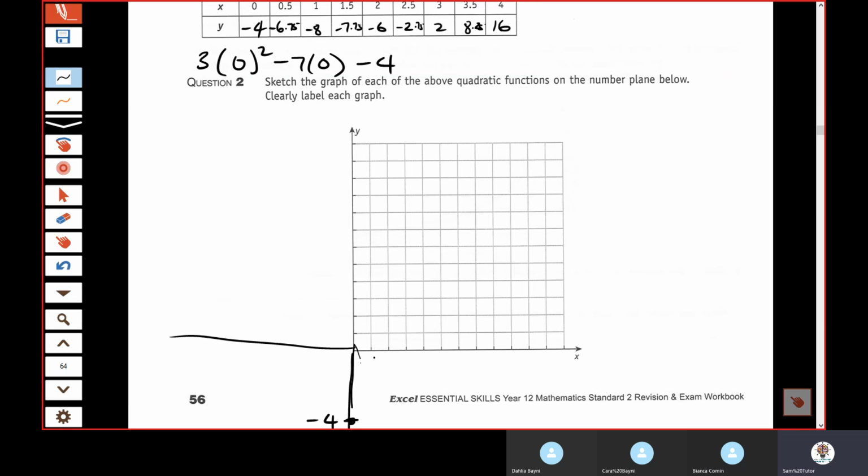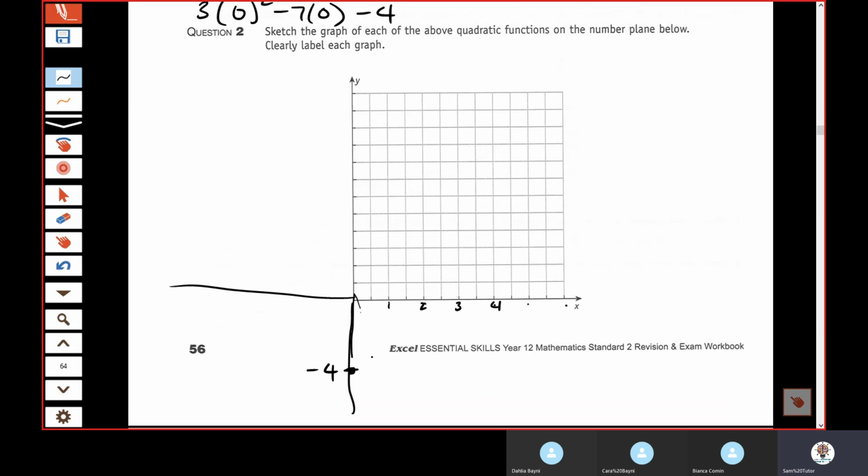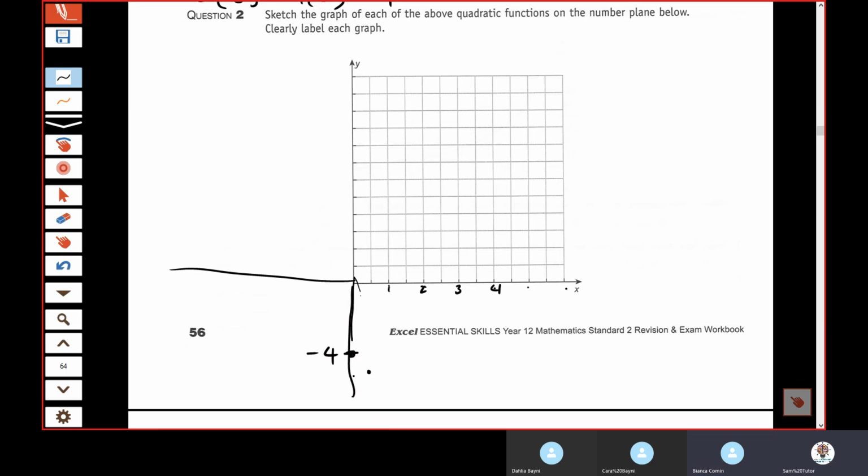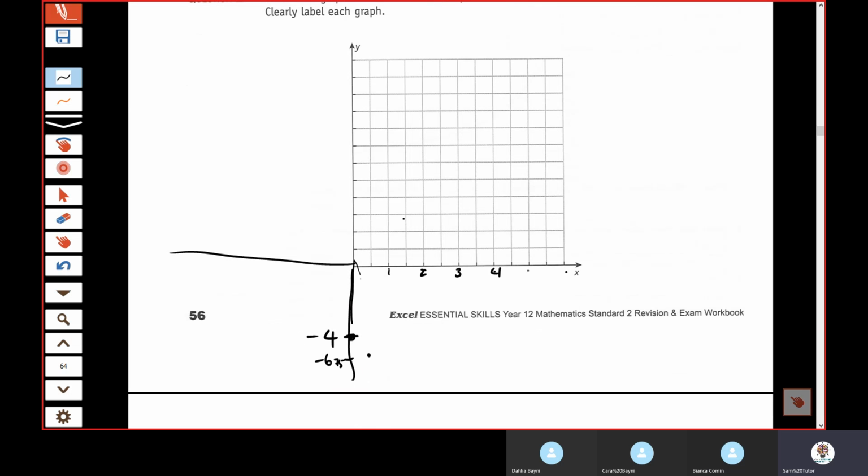X is 0.5. Let's call these 0.5. Or can I do this? 0.5, 1, 1.5, 2, 2.5, 3. Oh, no, I won't have enough. All right, 0.5. This is 1, 2, 3, 4. Why are they squeezing in so much? Very, very bad. Anyways, -4, 0.5 is somewhere here, and that's -6.75. So that's even lower. So that's there. You agree with that? At 1, it's -8, so even lower. At 1, it's there.